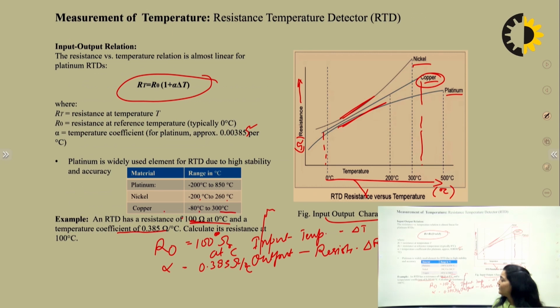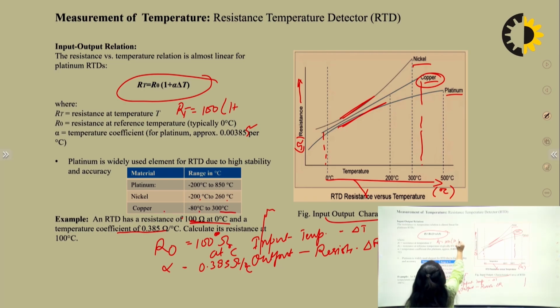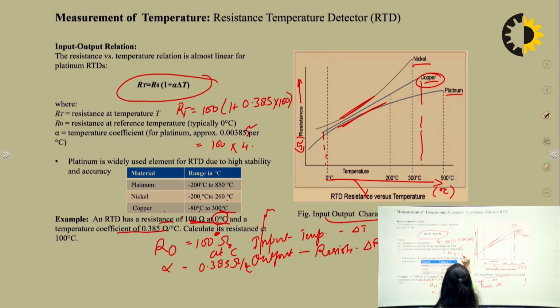It is a very simple formula. Use RT equals R naught into (1 plus alpha into delta T), where R naught is 100, alpha is 0.385, and delta T from 0 to 100 degrees centigrade is 100. So 100 into (1 plus 0.385 into 100) gives 138.5 ohm. So this will be the answer.